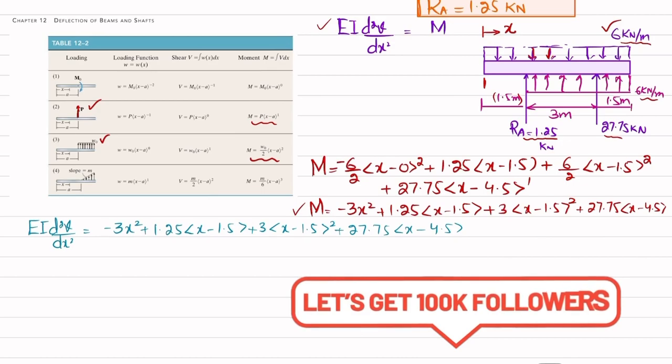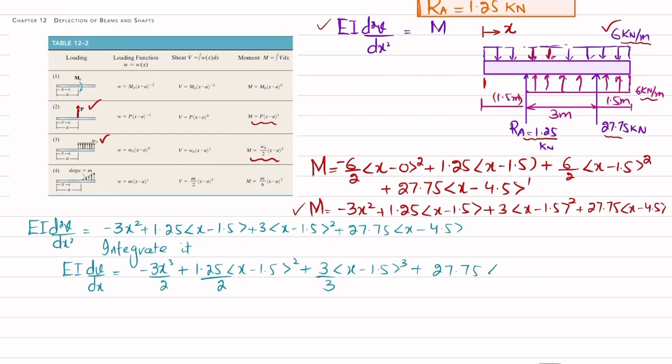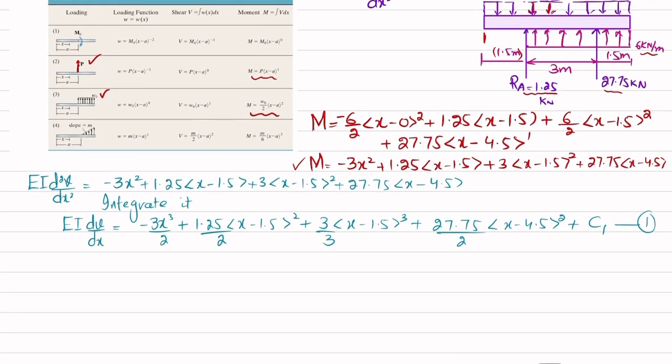So what we will do is that integrate this equation, you will get EI into dv over dx, where v is deflection, will be equal to minus 3x cube over 2 plus 1.25 times x minus 1.5 square divided by 2 plus 3 into x minus 1.5 power 3 divided by 3 plus 27.75 into x minus 4.5 power 2 divided by 2, and there will be a constant of integration C1. Let this is your equation number 1.